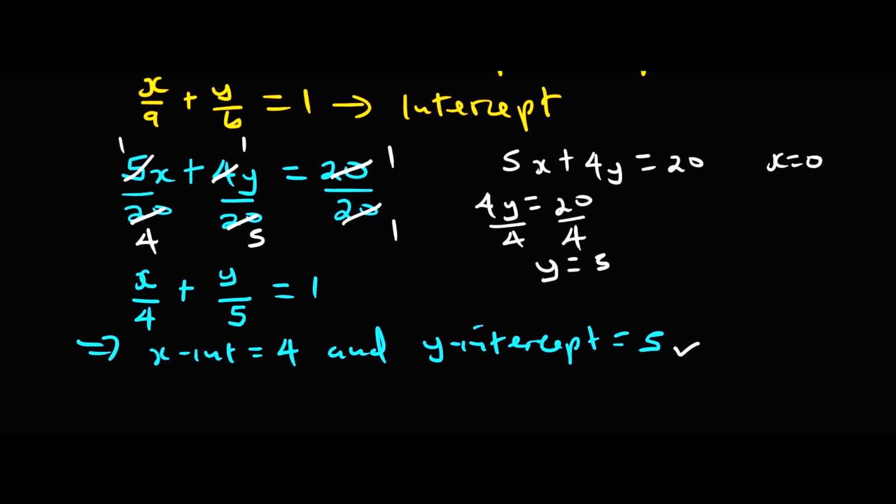And if you want to obtain the x-intercept, then you equate y to 0. So when y is 0, you're going to have the equation as 5x is equal to 20. Divide both sides by 5. Then you find that x is equal to 4. And that is what we have for the x-intercept. So this method actually works.